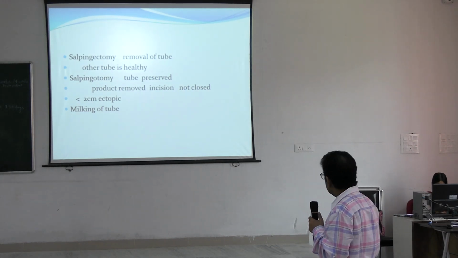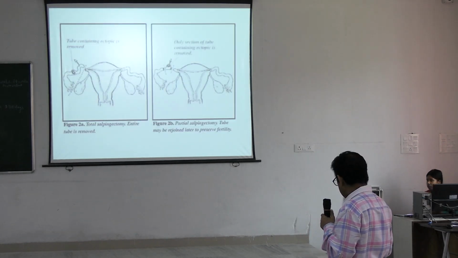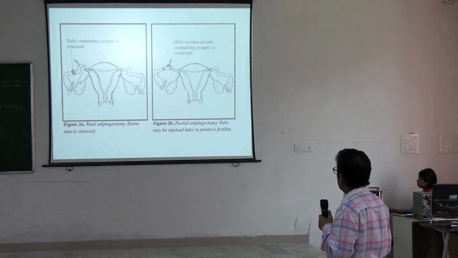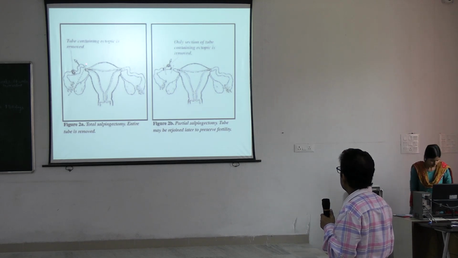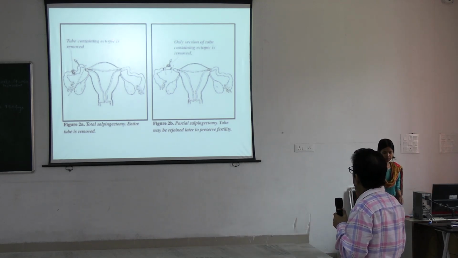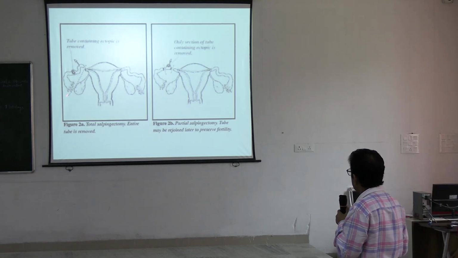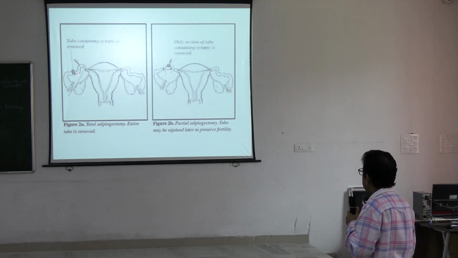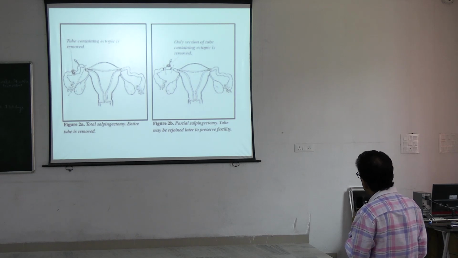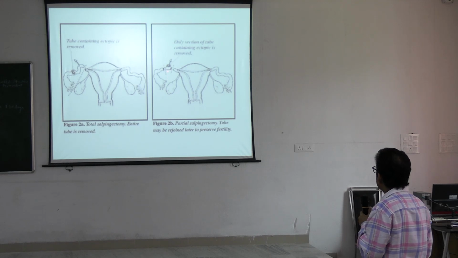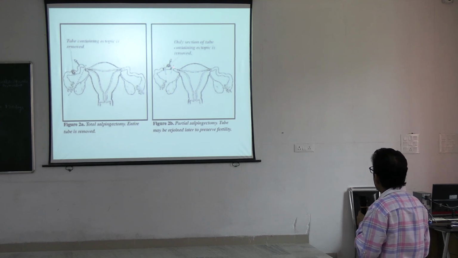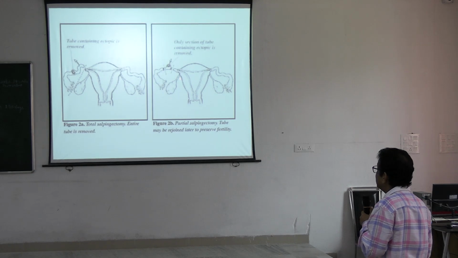Over the picture, you see here is the clamp on this part and another clamp in this area. That is not the infundibulopelvic ligament, but the mesosalpinx, and here is the clamp at the corner. So this is salpingectomy, where the tube containing the ectopic mass is removed. Total salpingectomy means the entire tube is removed. Or you can do a partial salpingectomy, which means the affected part of the tube is removed and the medial and lateral ends are kept.